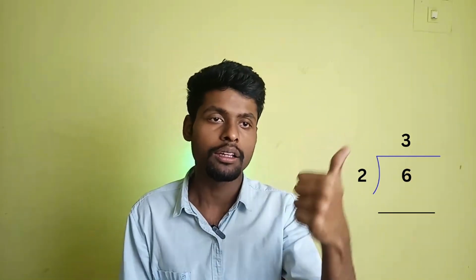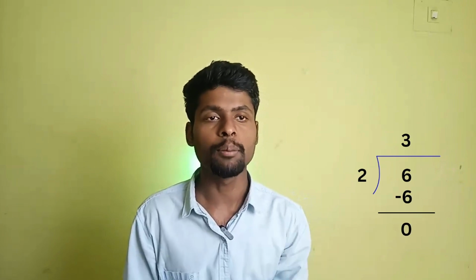This is our second step. First step is we need to divide the user given value by 2, and our second step is we need to multiply this coefficient value and this 2 value. Hope I am clear. If we multiply 2 into 3, we will get the result 6.